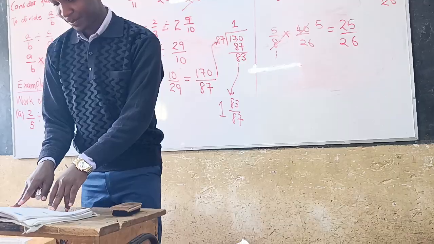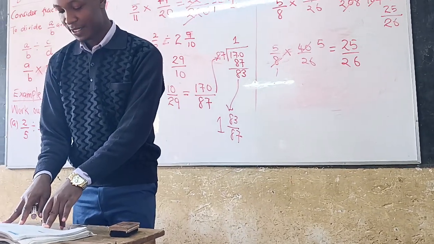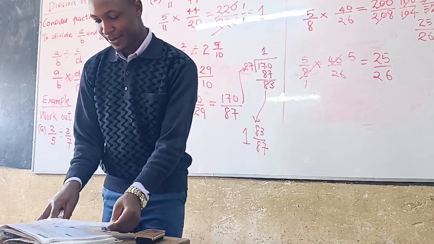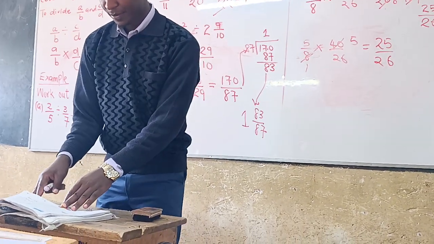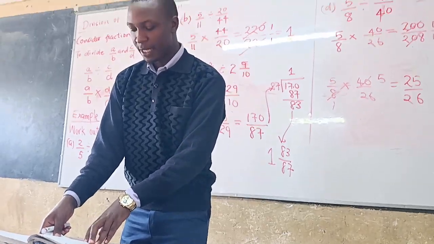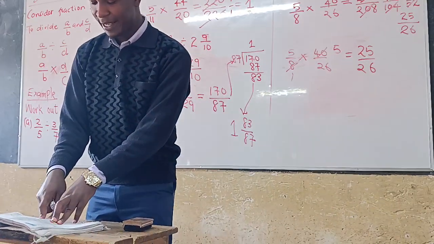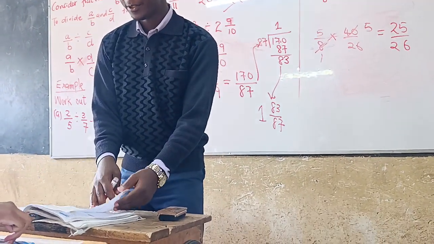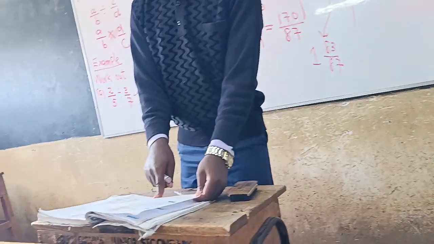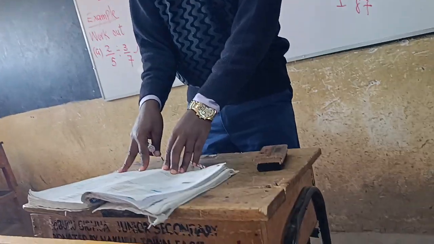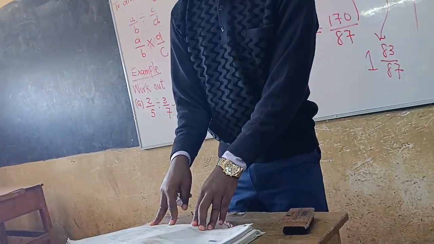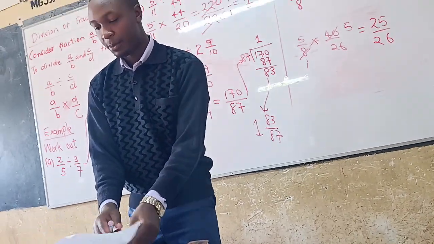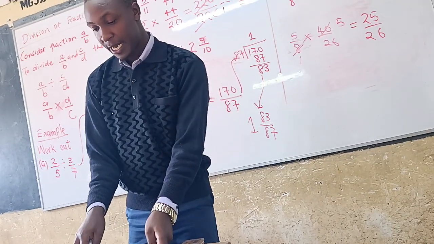Task 7. You do number 1A, 3 and 4. But in task 9, you do the whole of it. All the questions, number 1 to 5.